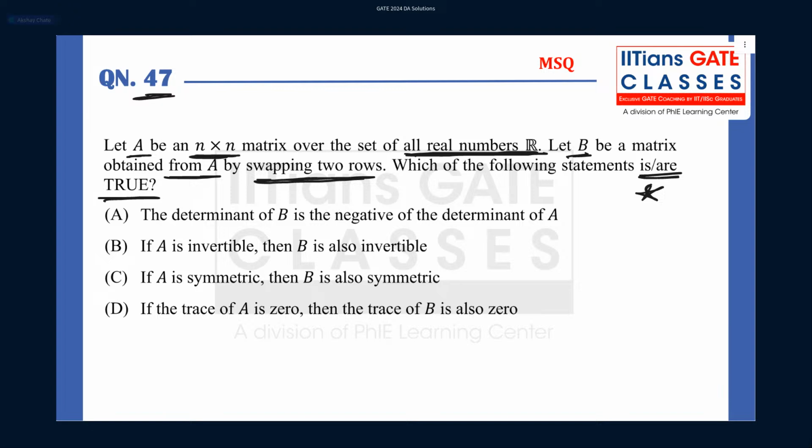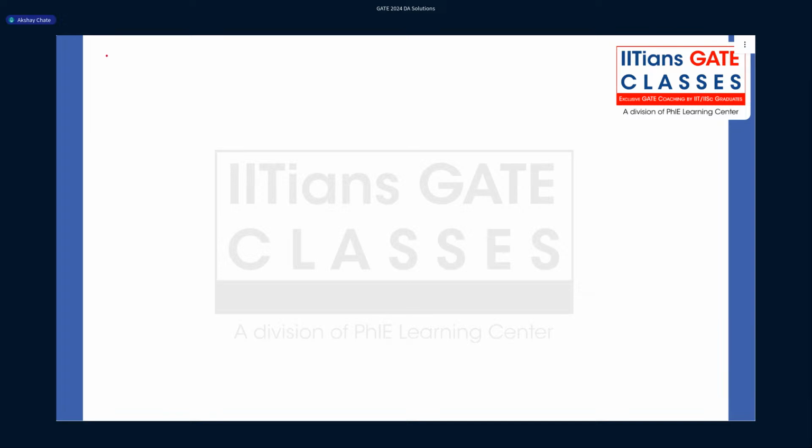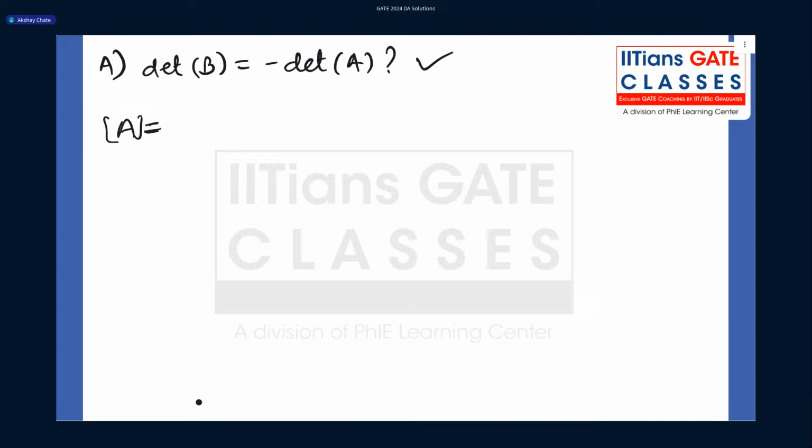Even if you don't know any of these theorems about matrices, as long as you can take the determinant of a matrix, you should be able to solve this question. So your first option A says that determinant of B is negative of determinant of A. Is it correct or not? That is the property of matrices. If you know the property, then this option is correct by property of matrices. If you don't, you can just assume matrix A as an identity matrix.